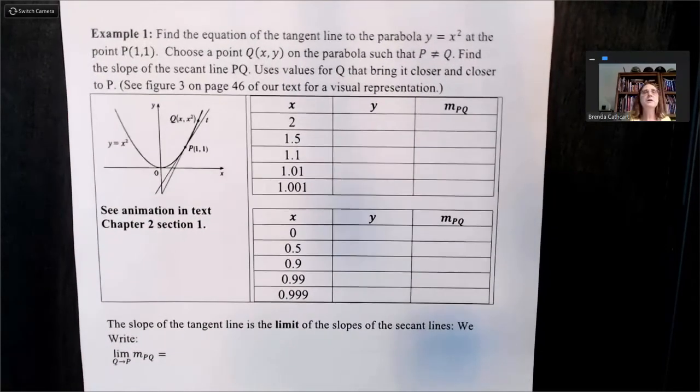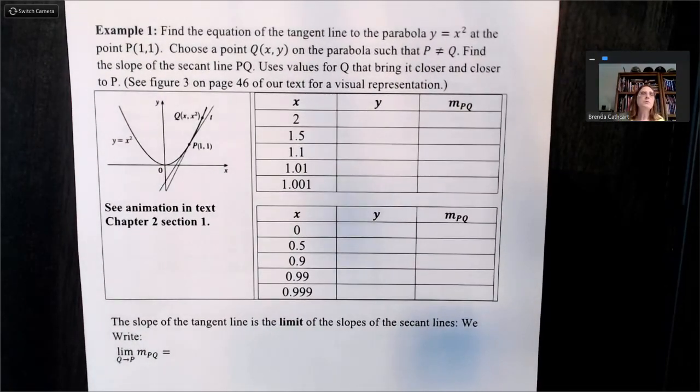Let's take a look at an example. Here's example 1. We want to find the equation of the tangent line to the parabola y equals x squared at the point (1, 1). And we're going to choose a point (x, y) on the parabola such that the point Q is different from, or not equal to, point P.